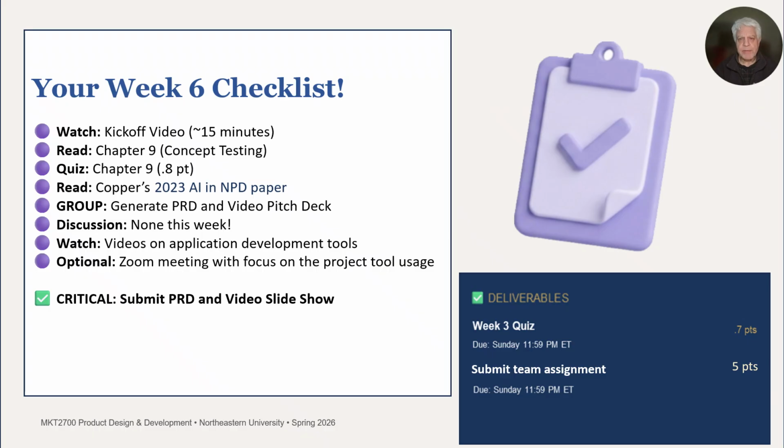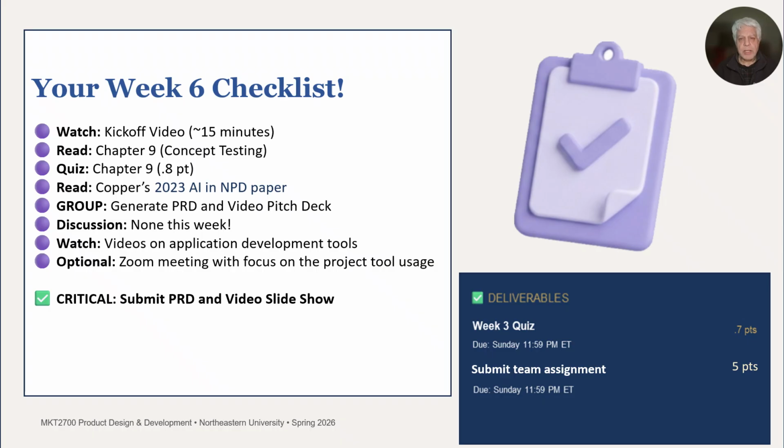So let's walk through everything on your plate this week. There's a lot here, but there's no discussion post, so that's time saved. Now, first, you're watching this kickoff video. Check. Next, read Chapter 9 on concept testing. This is the foundation for how you're going to validate your group's product concept, so don't skip the reading. After the reading, take the week 6 quiz. It's worth 0.8 points towards your final grade. It covers Chapter 9 in Cooper's AI and New Product Development paper.